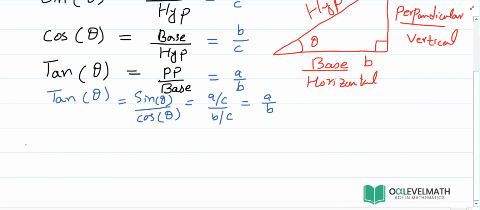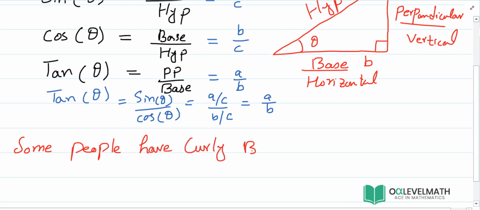We often forget these ratios, and there is a sneaky way to remember them. You need to remember this sentence: Some people have curly brown hair through proper brushing.